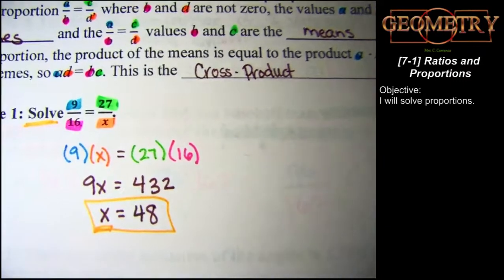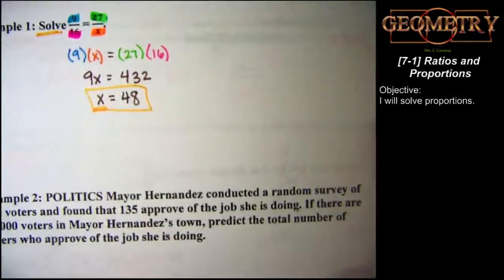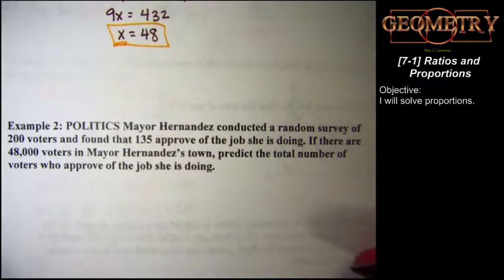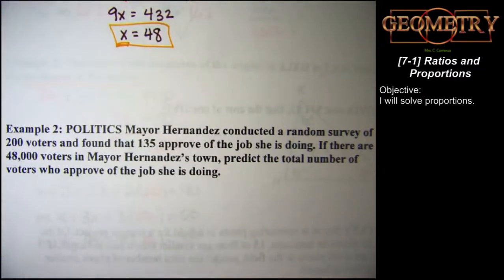Let's look at this thing in terms of a word problem. All right, we're going to look at a political example. I'm sorry to bring politics into it. Couldn't be avoided. The mayor, Ms. Hernandez, conducted a random survey of 200 voters that live in her city. And she found that of those 200, 135 of them approve of the job she's doing. They like her. If there were 48,000 people, voters, in her city, she's asked us to predict the number who approve how well she's doing.